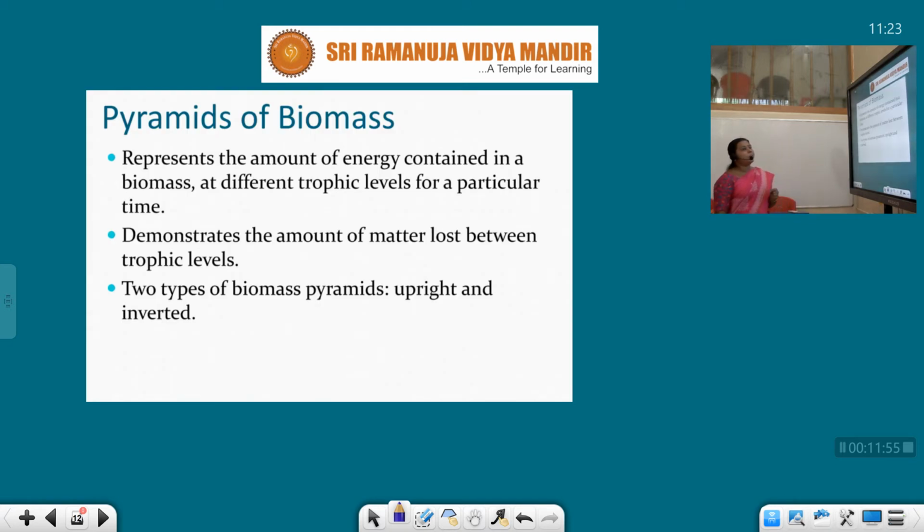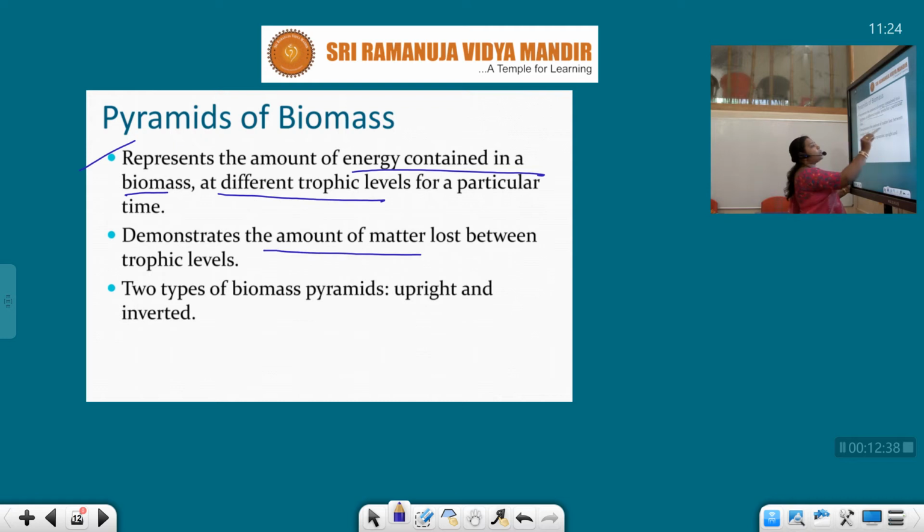Now, the second thing is the pyramid of biomass. Students, this represents the amount of energy contained in the biomass at different trophic levels for a particular time. See students, these definitions are very important. Pyramid of numbers and pyramid of biomass, all the definitions are very, very important. It represents the amount of energy present in the biomass at different trophic levels at a particular time.